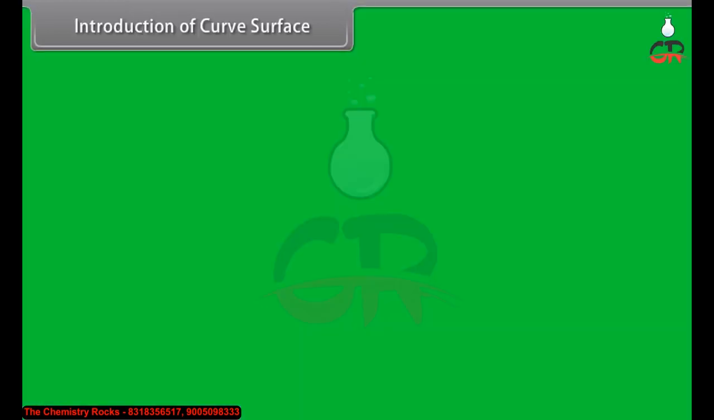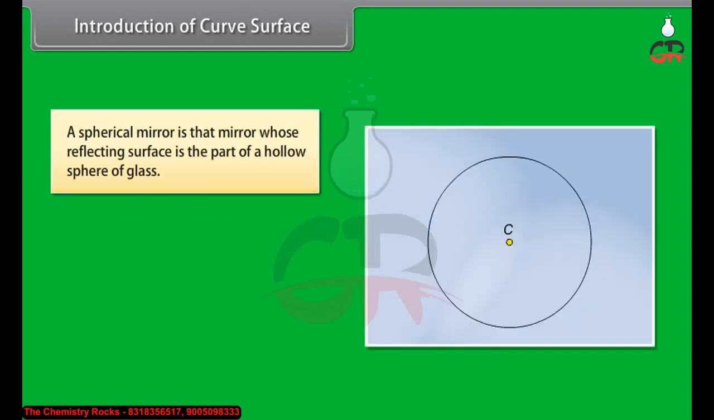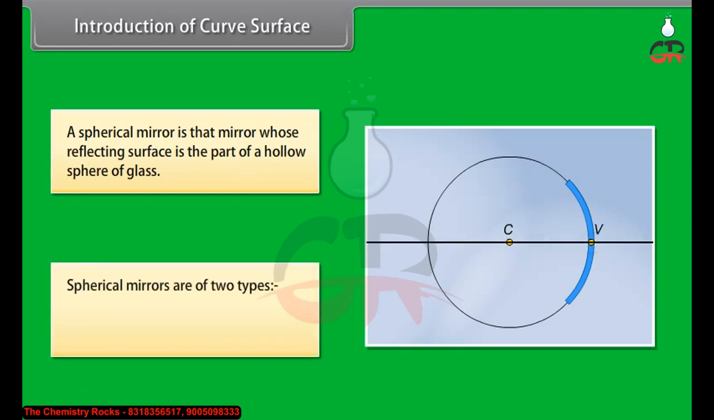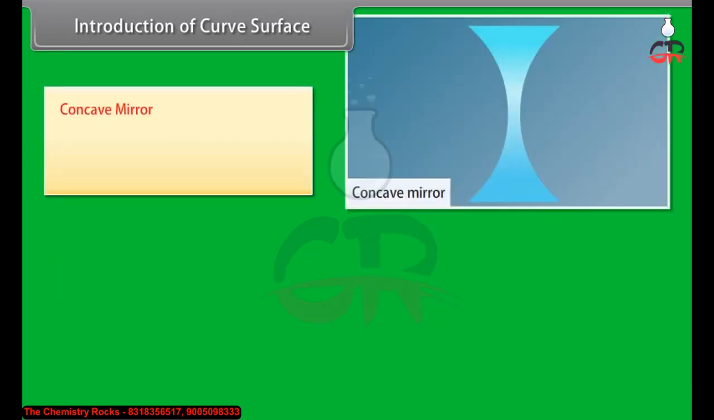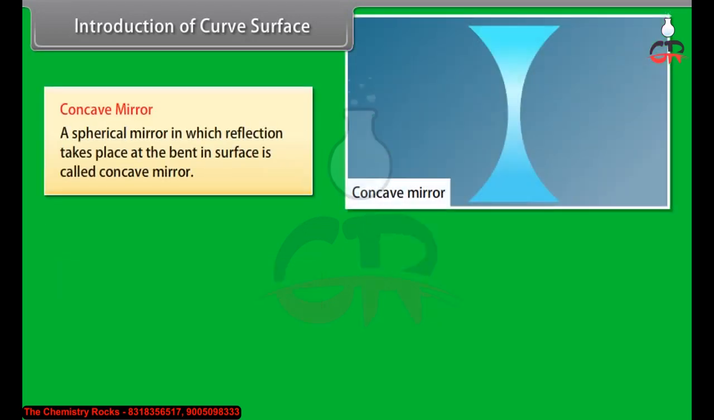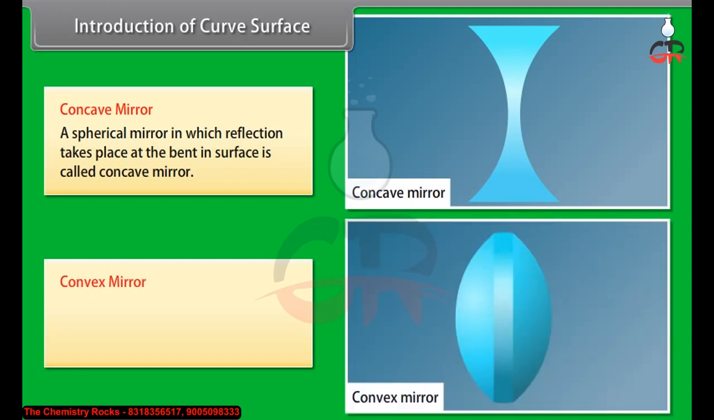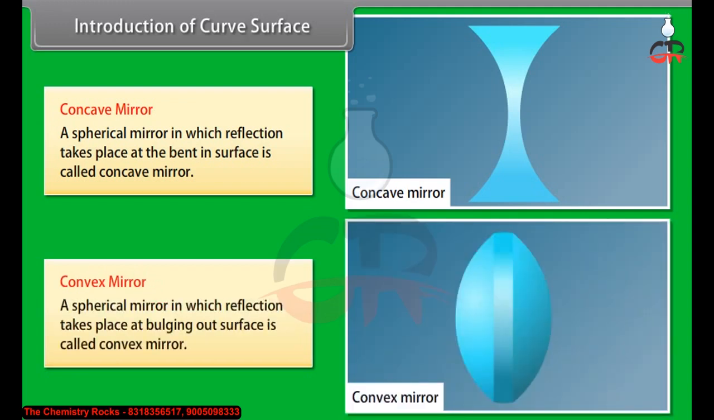Introduction of curved surface. A spherical mirror is that mirror whose reflecting surface is the part of a hollow sphere of glass. Spherical mirrors are of two types: concave mirror and convex mirror. Concave mirror. A spherical mirror in which reflection takes place at the bent in surface is called concave mirror. Convex mirror. A spherical mirror in which reflection takes place at bulging out surface is called convex mirror.